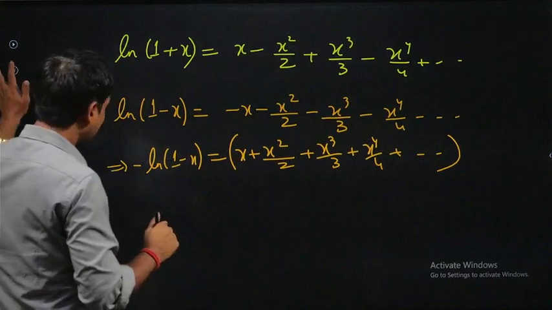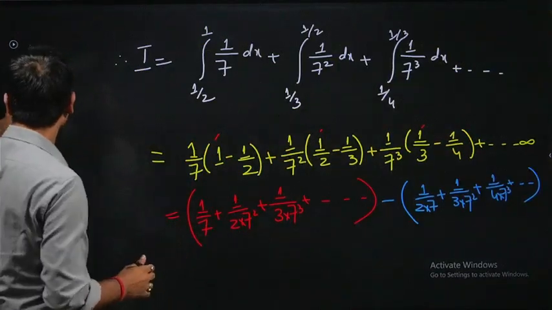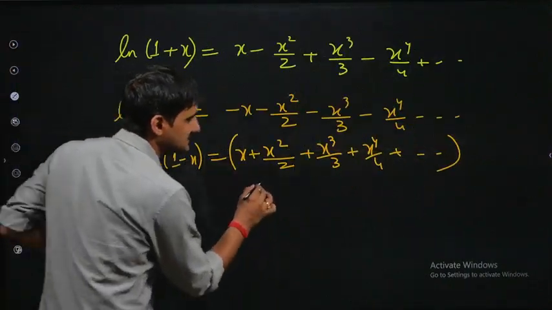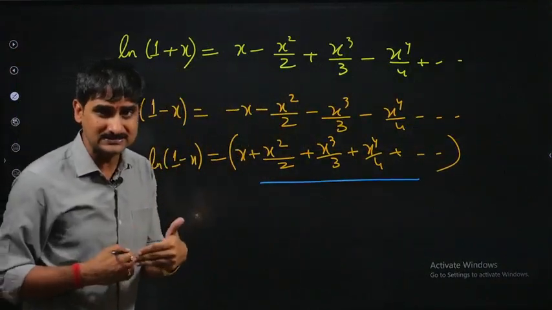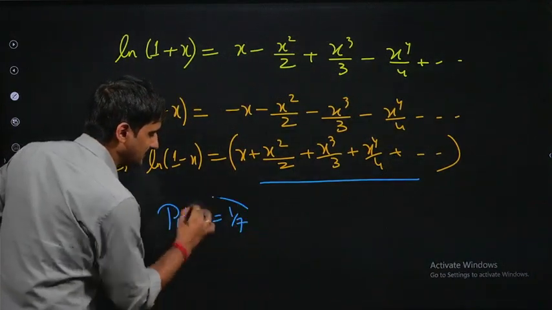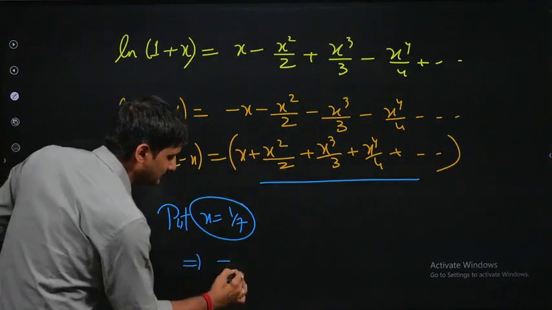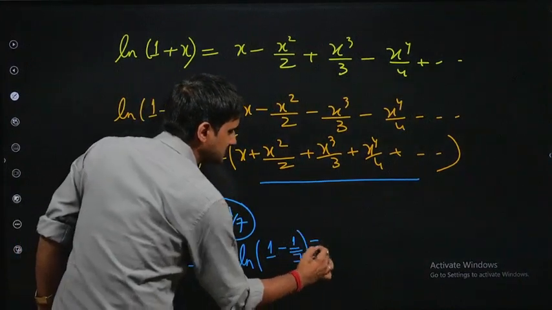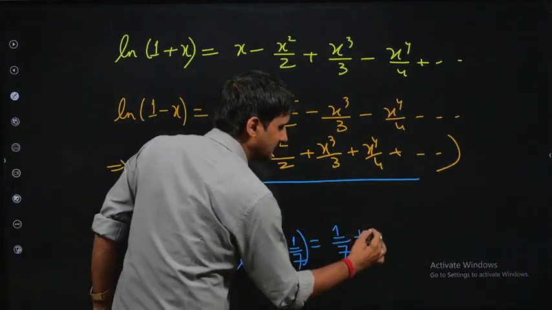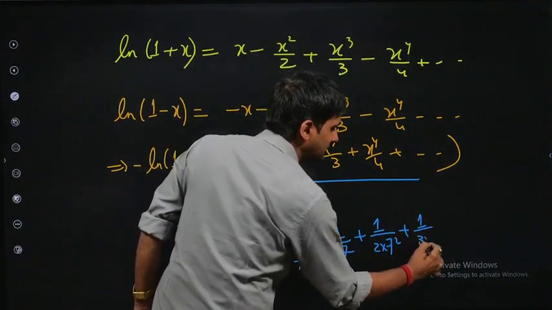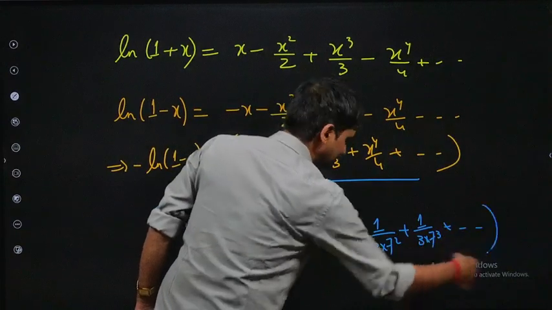Okay, so I think we are done with the first one, isn't it? So if I just compare this series with that series, we can say put x equal to 1 by 7 here. So just put it. What will we get? Minus times ln of 1 minus 1 by 7, and the series will be, instead of x, 1 by 7: 1 by 2 into 7 square plus 1 by 3 into 7 cube and so on till infinity.